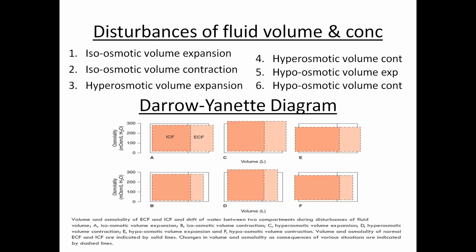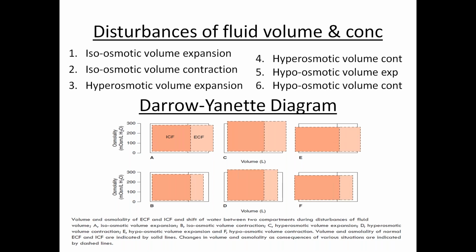Now there are certain disturbances of fluid volume and concentration. So what are those situations that can arise? You can have an isoosmotic fluid volume expansion or a contraction. You can have a hyperosmotic volume expansion or a contraction, or you can have a hypoosmotic volume expansion and contraction. So this is the last main topic for today. I need you to pay attention to this diagram for understanding this.